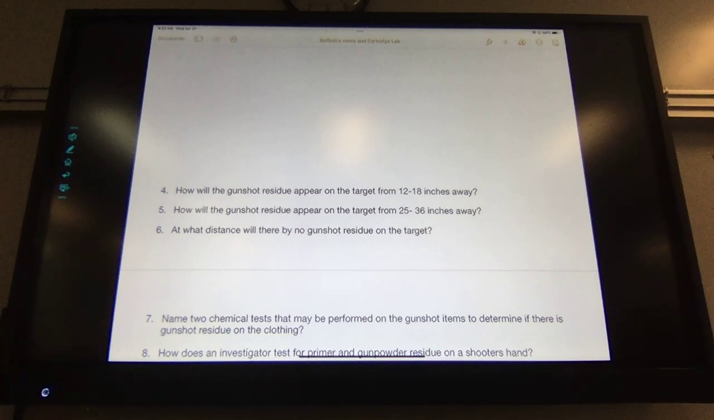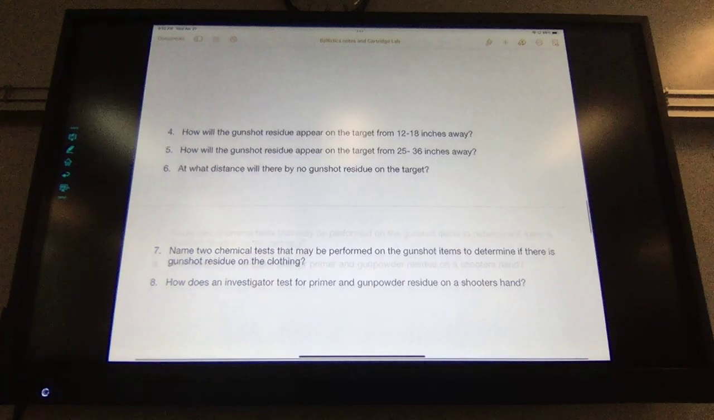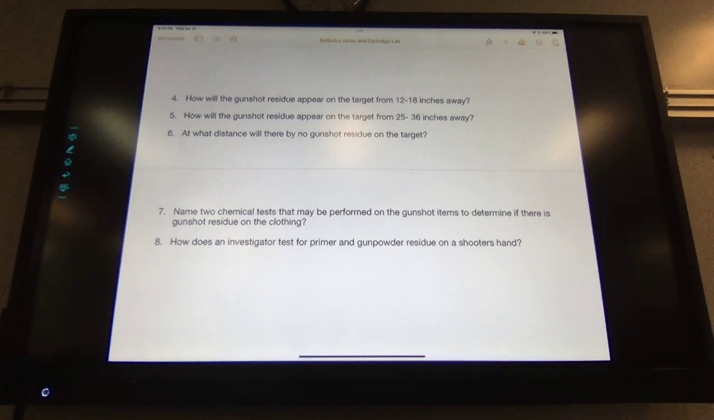So now I'm going to go over to the textbook and we will look at the gunshot residue from 12 to 18 inches, 25 to 36 inches, and at what distance is there no gunshot residue. So I'll show you those pictures in the textbook. And I will also show you the 2 chemical tests that are performed for gunshot residue.